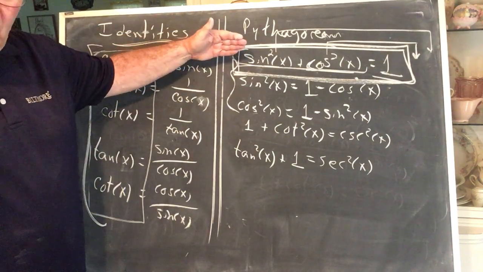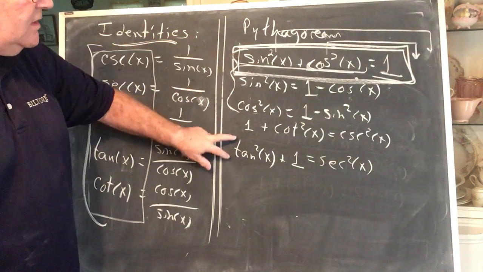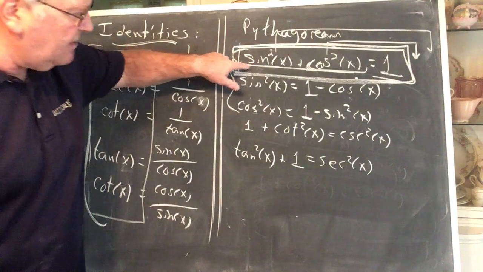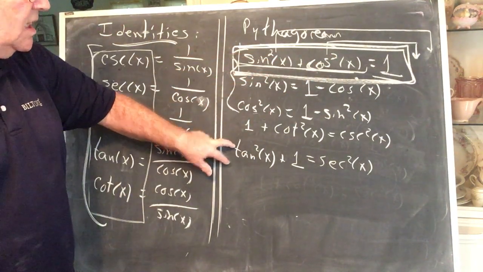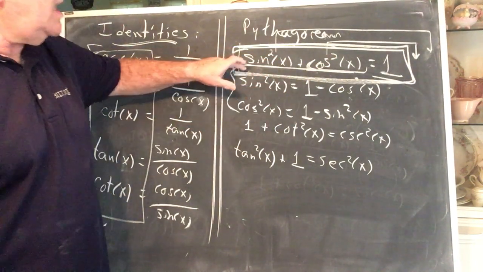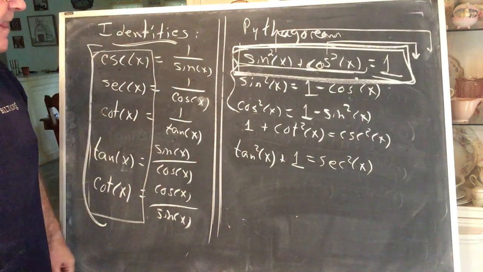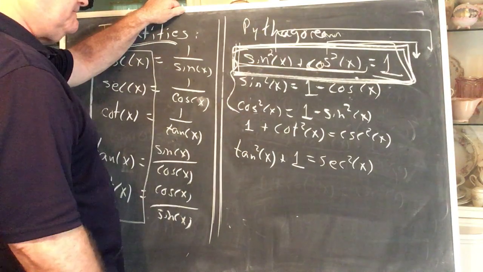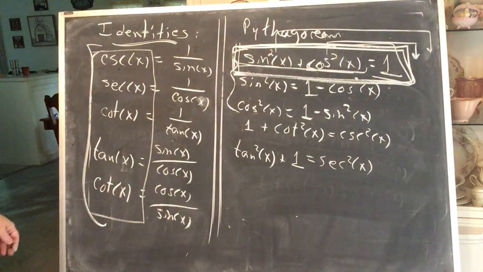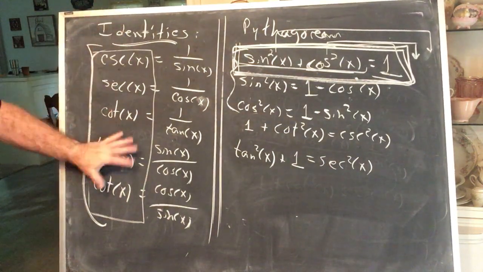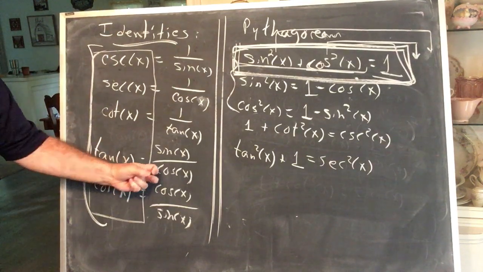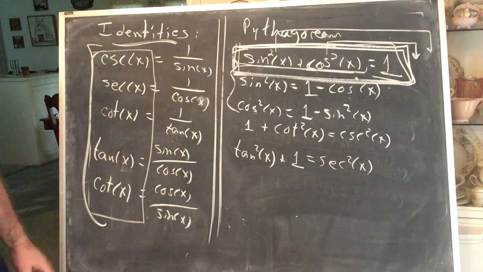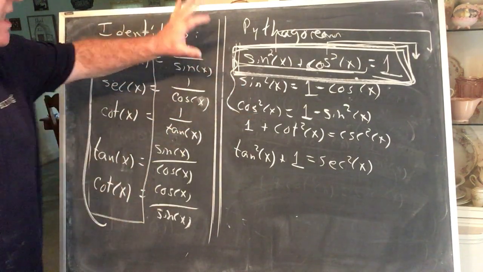But take this and do what we just did. If you want the identity that involves tangent, divide everything by cosine squared and you'll generate this. If you want the one involving cotangent, you divide everything by sine squared. So if you know this, you can generate all the rest. So these are the basic identities, the reciprocal identities, the change to sine and cosine identities, and then there's the Pythagorean identities. So those are the basic identities.